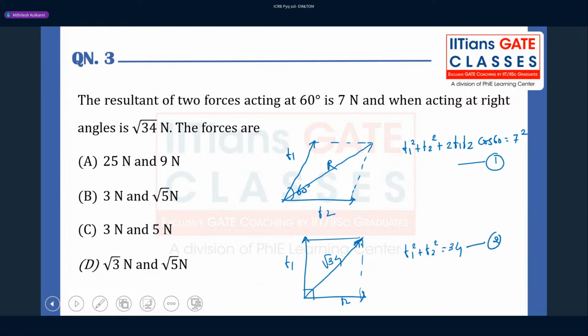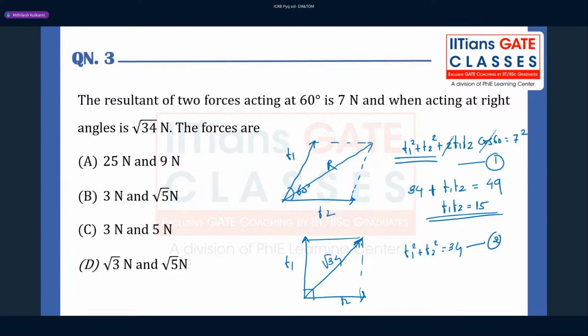So let's put equation 2 into equation number 1. F1 square plus F2 square, you can write it as 34, plus 2F1 F2 cos of 60 degrees, which is 1 by 2. So this 2 cancels out with the cos 60, and that is equal to 49. So F1 F2 is equal to 49 minus 34, which is 15. So look into the options and check which option gives you multiplication as 15. The correct option in this case is option C.